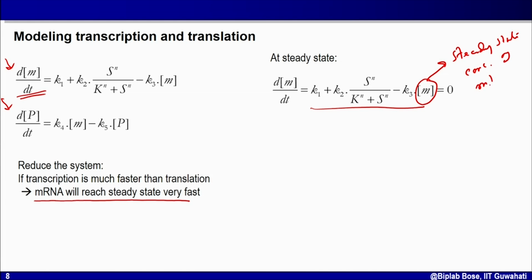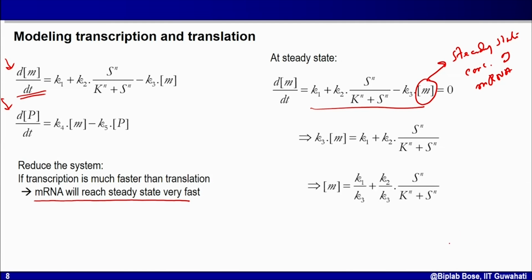of my mRNA. So, I want to separate that out from this algebraic relation. I take K3 and M on the left hand side and keep everything else on the right hand side. Further, I can divide both sides by K3, then I get the steady state concentration of M. This is my steady state concentration: M is equal to K1 by K3, considering that I have a leaky expression, plus K2 by K3 into the Hill function, S to the power n divided by K to the power n plus S to the power n. This is my Hill function.